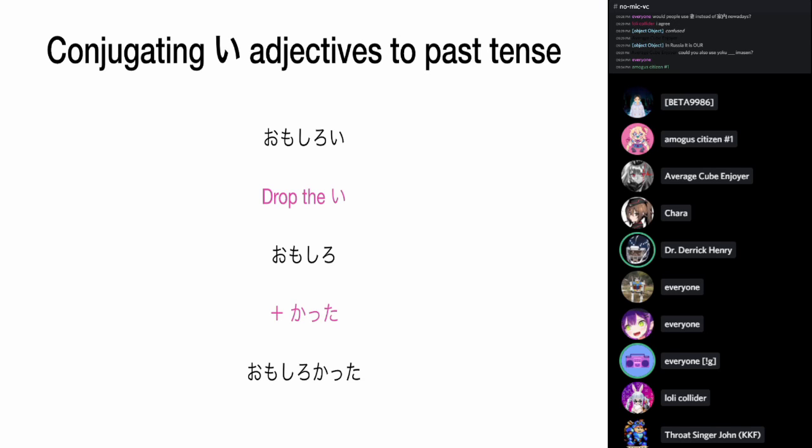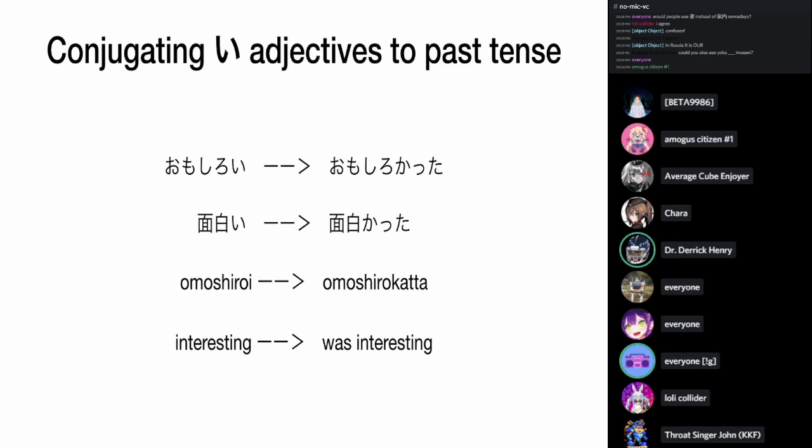To conjugate an e adjective to past tense, you drop the e and add katta at the end. So you had omoshiroi. Drop the e, it becomes omoshiro. Add katta, omoshiro katta, and this is the positive past tense form. So changing interesting to was interesting, omoshiroi becomes omoshiro katta. Drop the e and add katta to indicate past tense.